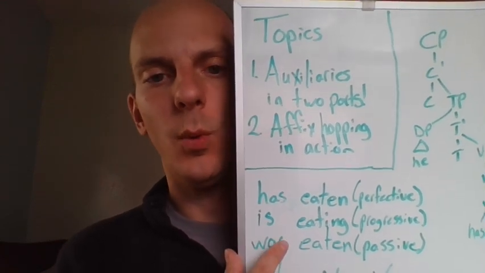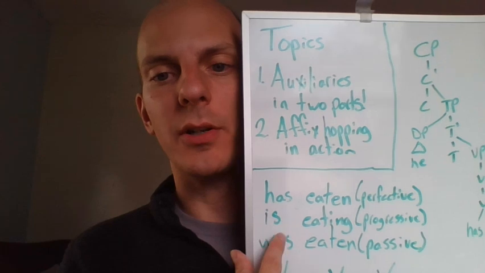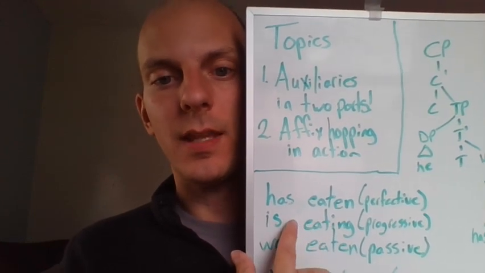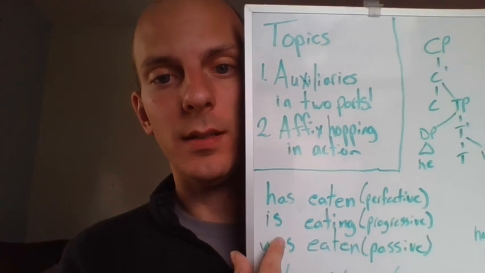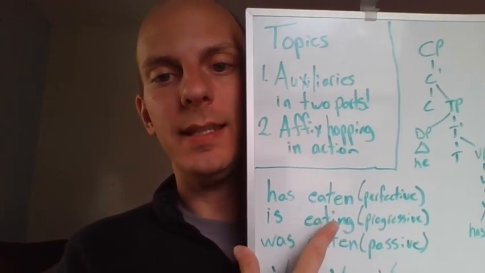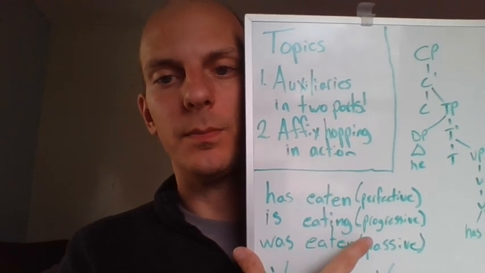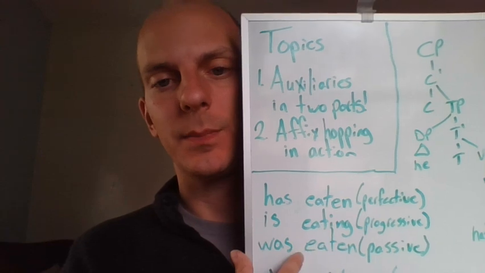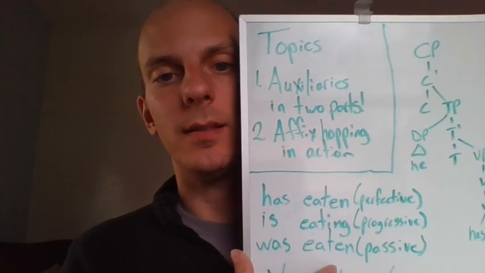And here again, what differentiates these two, the progressive and the passive, is the endings, because they both are forms of to be, is and was, right? What differentiates them is eating, the ing gives you progressive in combination with to be, and en here, was eaten, gives you the passive.